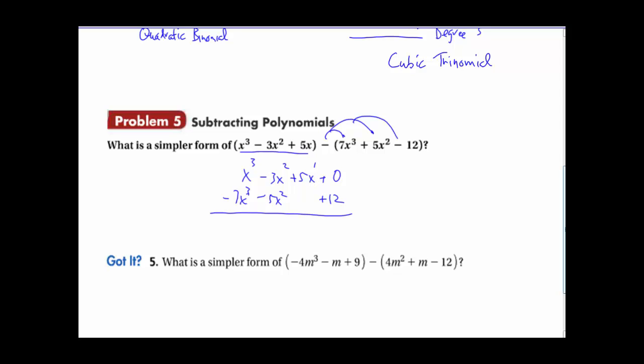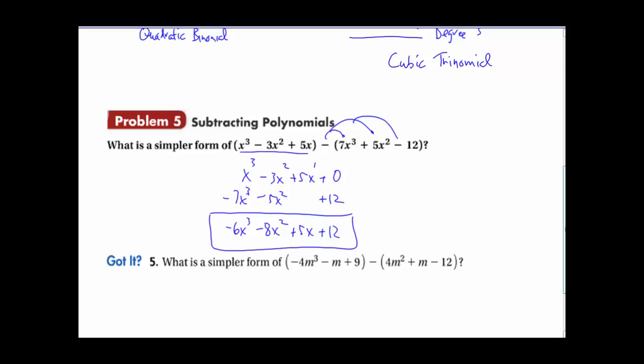Once they're all lined up, simply add or subtract based on what we have. 1 minus 7 gives us negative 6. Then keep the degree. Minus 3 minus 5 gives us negative 8 squared. We bring down the 5x, and then we have plus 12. So our polynomial is negative 6x cubed minus 8x squared plus 5x plus 12.